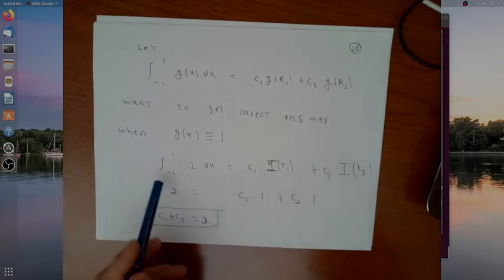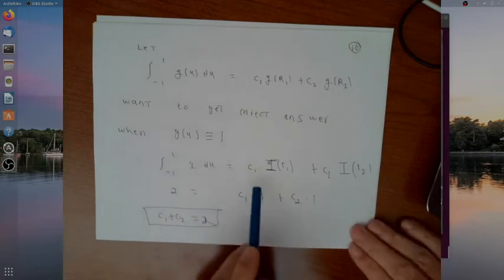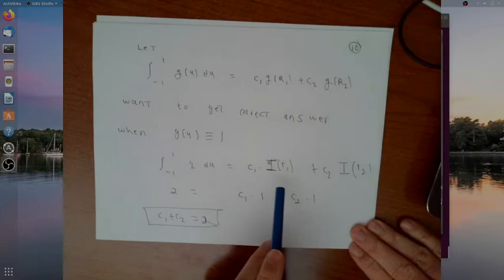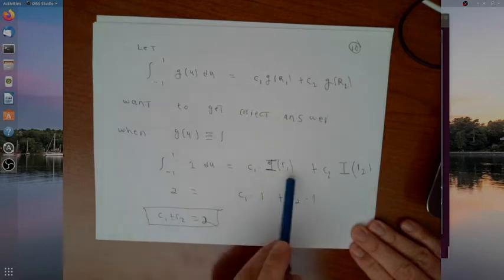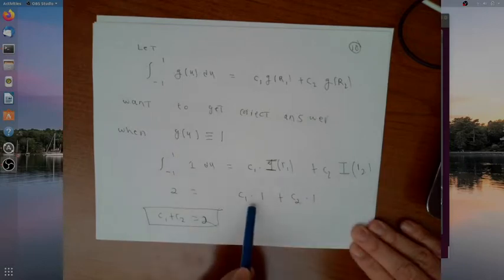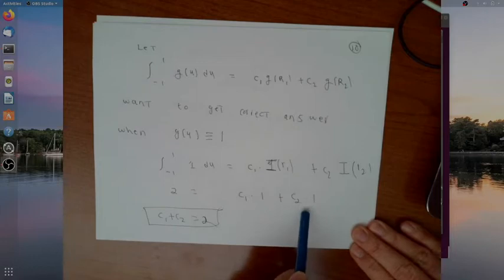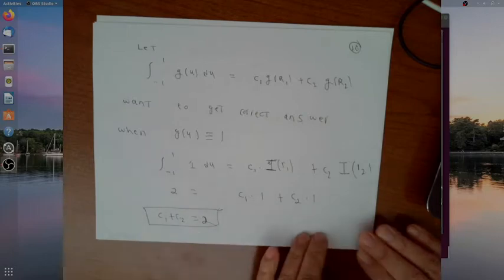I want the integral from -1 to +1 of 1 du to be, I'm calling the function that hands you back 1 for an answer capital I, which made me think of 1. This integral is 2. These function values are 1, so I want 2 and c1 times 1 plus c2 times 1 to be equal to each other. This gives me an equation that relates some of the things that I want to know.